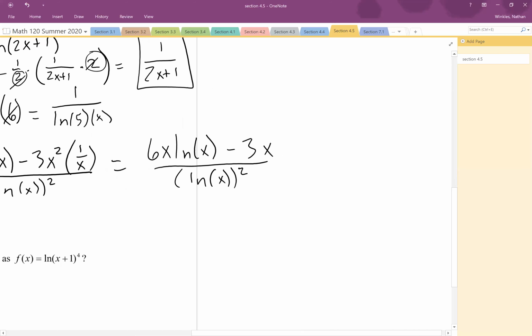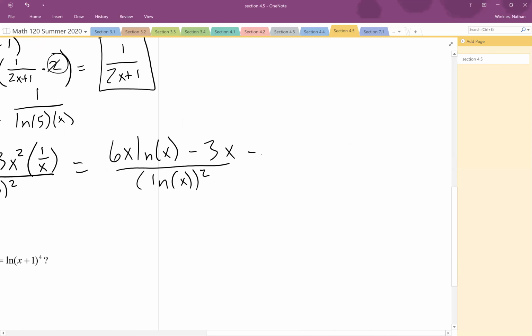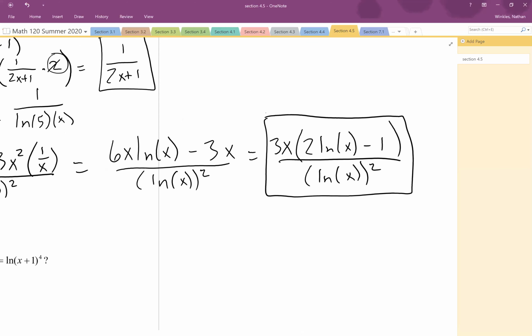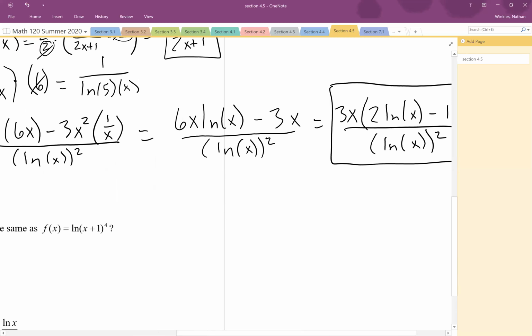Not a whole lot we could do with this. We could factor out a 3x if we wanted to, making this 2 ln x minus 1 all over ln of x all squared, but that's about the only thing that we could do. We do want to make sure we're getting in the habit of simplifying our derivatives because we're fixing to be making it to stuff where it's our first step, not our last step.